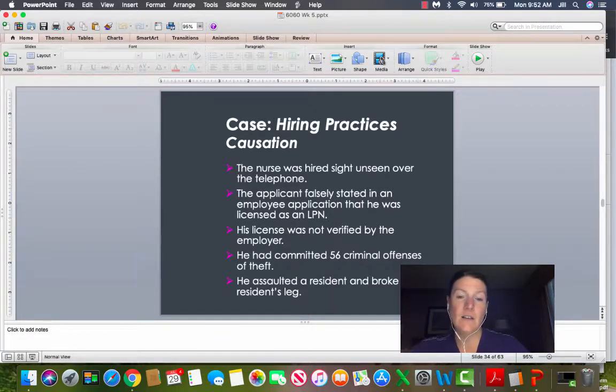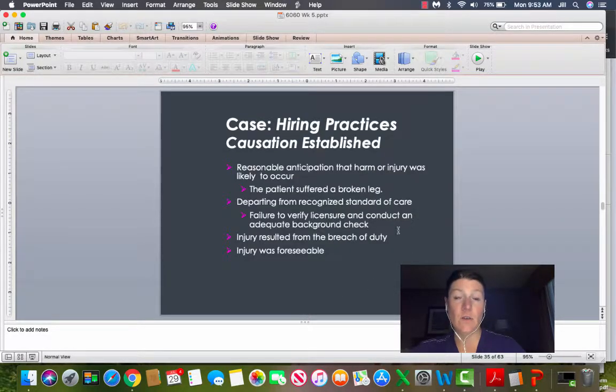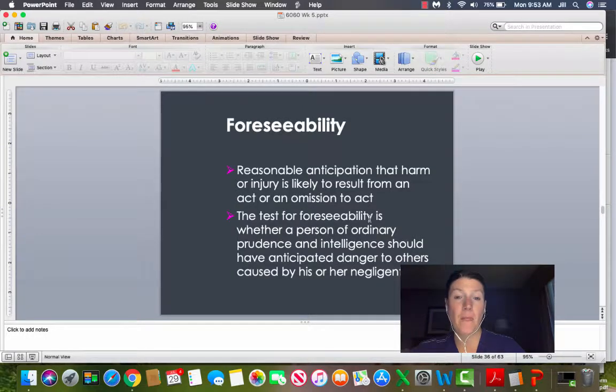So in this case, it does seem that the breach of duty could have caused this. They should have verified that the provider was an LPN. They should have done a background check on them, and ultimately this resulted in an assault of a resident and the patient being injured. So it is reasonable to state that there was causation there. They departed from what would be considered normal, recognized standard of care, and there was an injury that occurred.